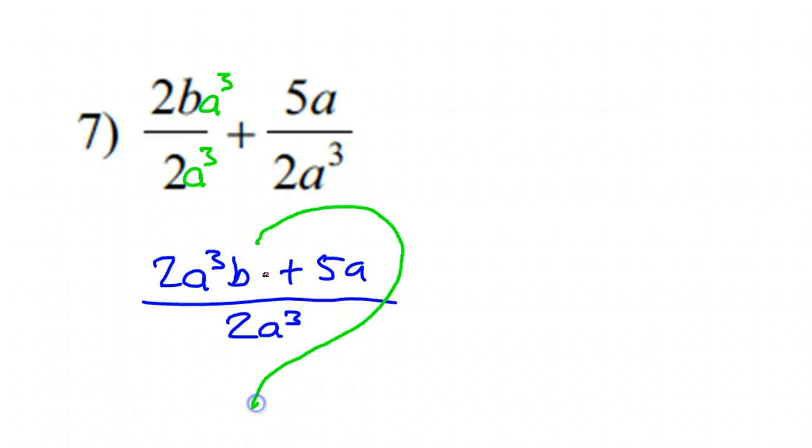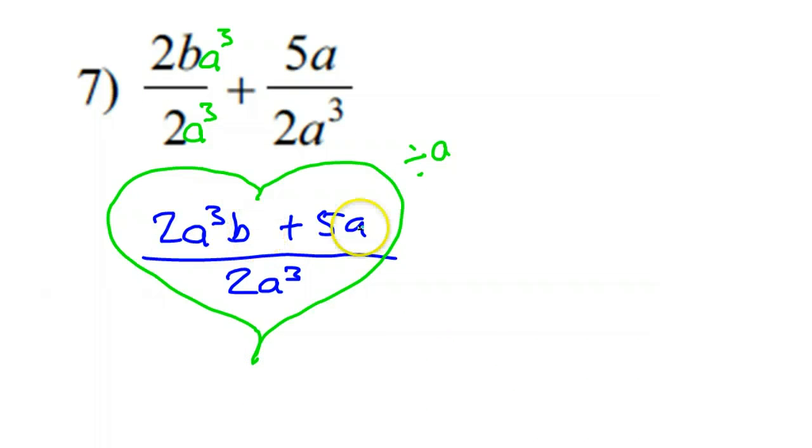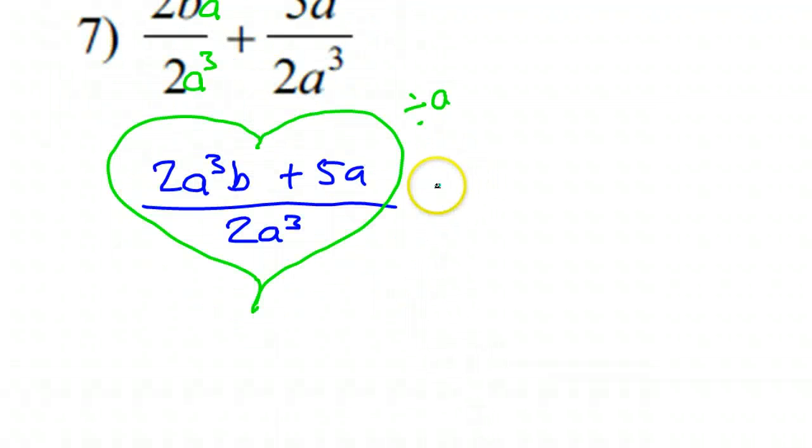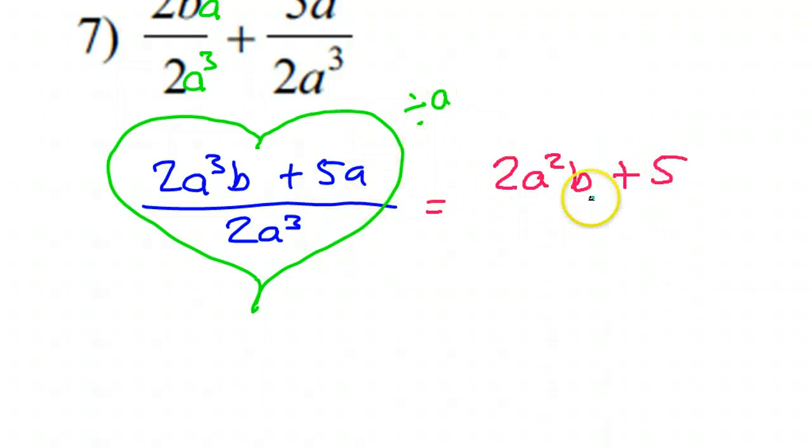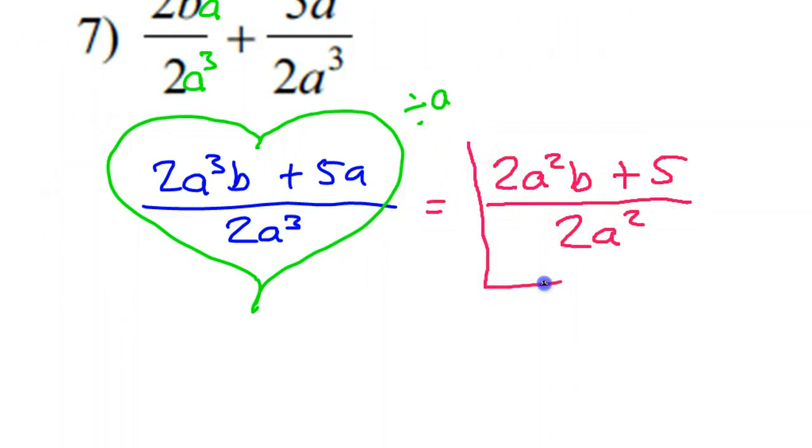So I would look at it this way. Let's divide all three. It's got to be all three or nothing. Let's divide all three by a. That means each term is going to lose an a. I'll put it off to the side. If I do that, then this will become 2a squared b, going down by 1, plus just 5, because the a cancels out. Over 2a squared, it goes down by 1, because I'm dividing by a. So that's it. That's the final answer.